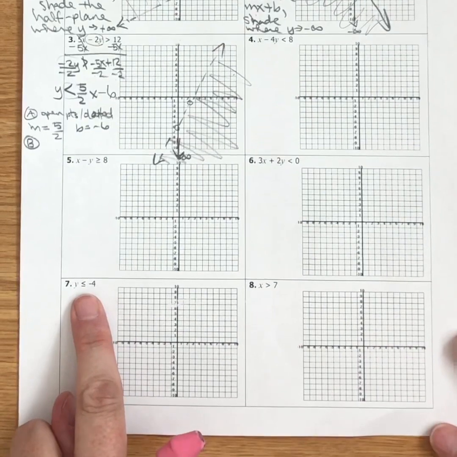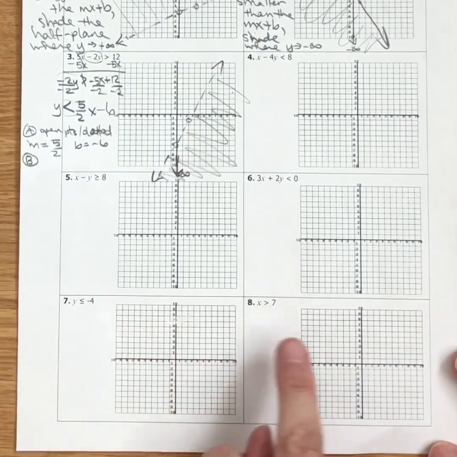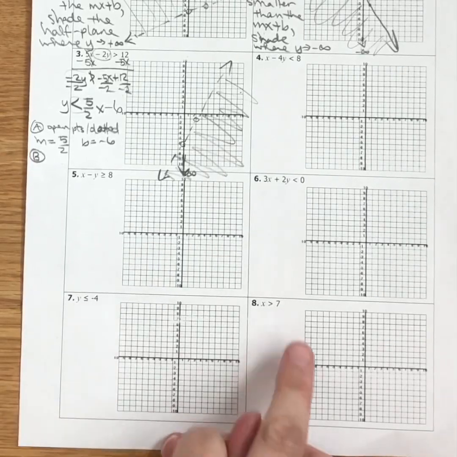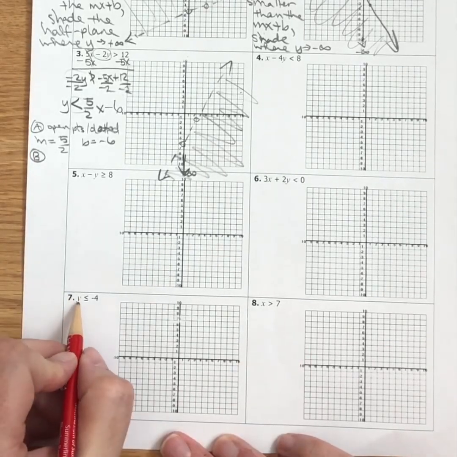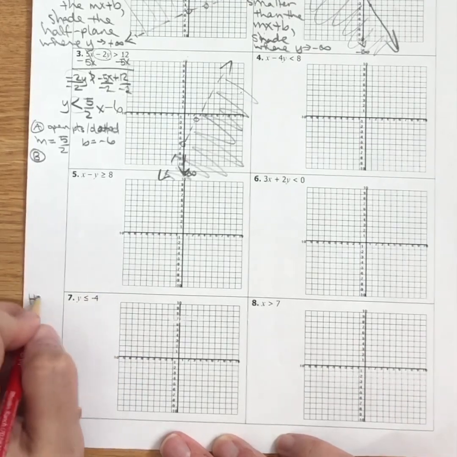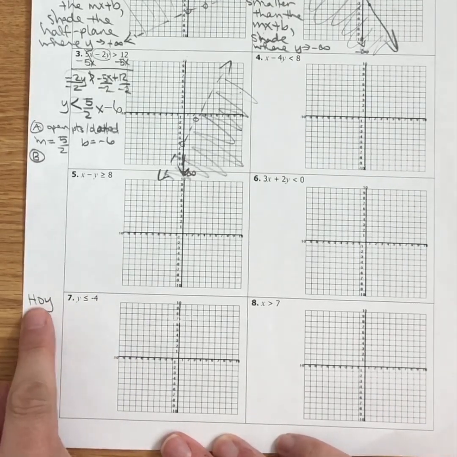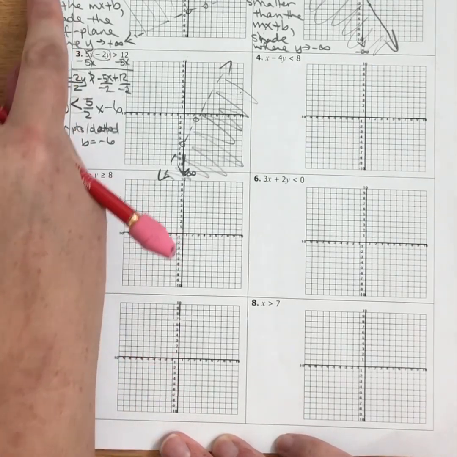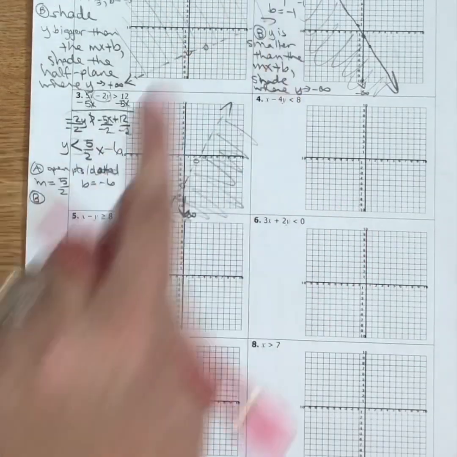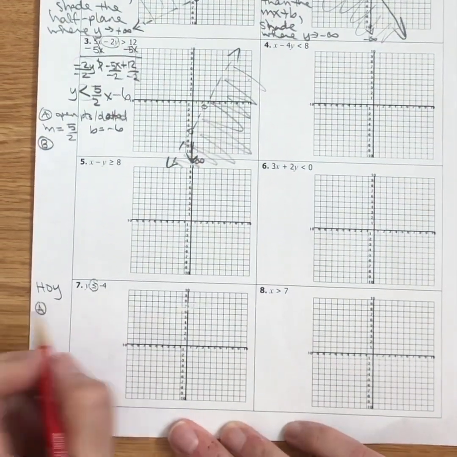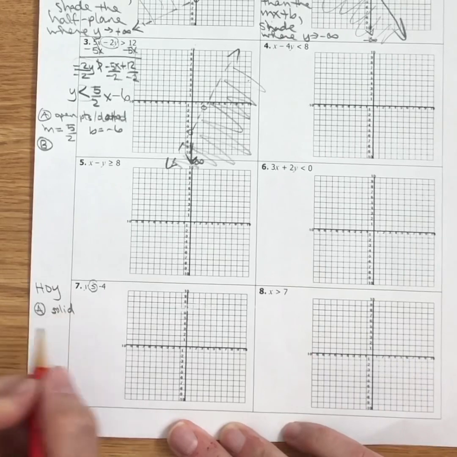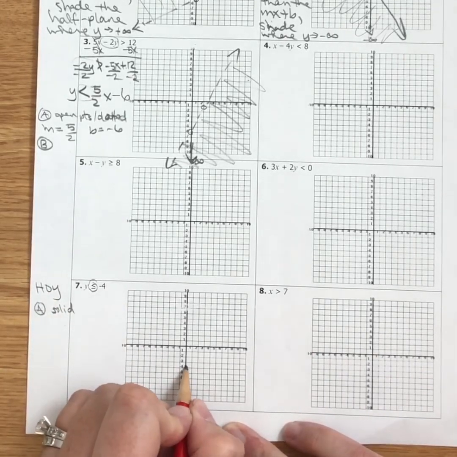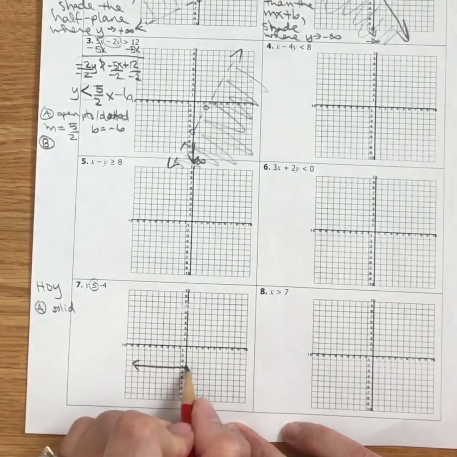In fact, do 7 and 8 as well, because these are the special cases with Hoy and Vux. Well, actually, let's do number 7 together real quick, and then you can do 8. Number 7, because there's only a y, we know it's a Hoy, which is going to end up being horizontal. Because it's "or equal to," just like we did up here, we decide whether it's solid or open points first. So this is going to be solid. But since it's horizontal, I go to -4 on the y, solid point, and I draw a horizontal line.